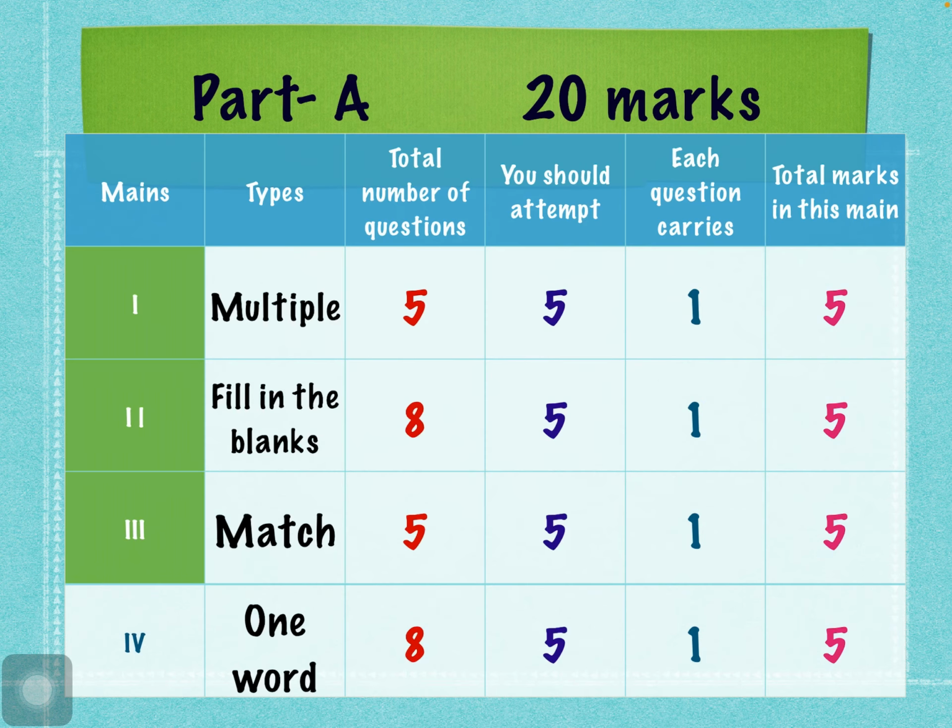So let's talk about each particular part and each main, how you're going to answer and how many questions you have. First of all, let me talk about part A. Part A, as I told you before, is completely reserved for 20 marks. Each question carries 1 mark. In part A, you have 4 different mains.